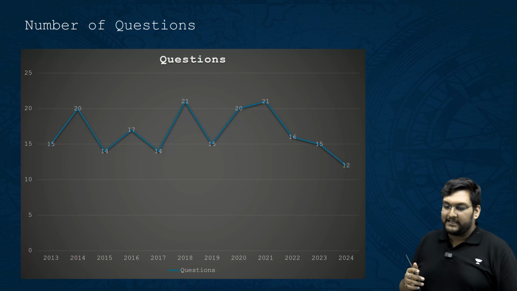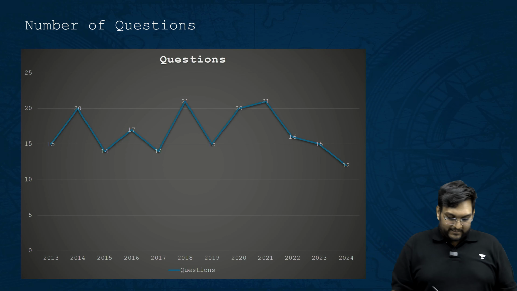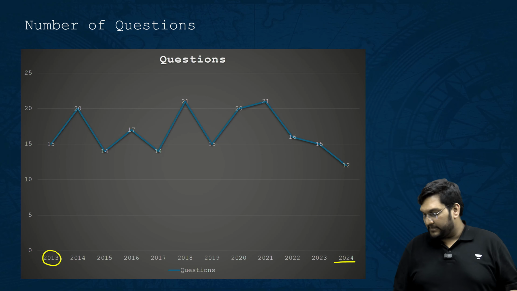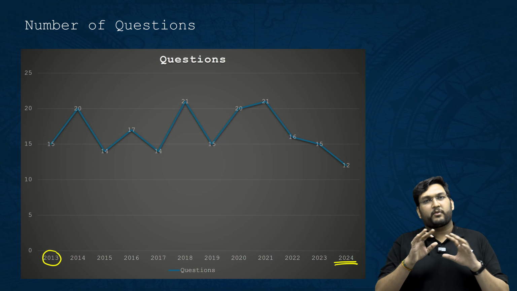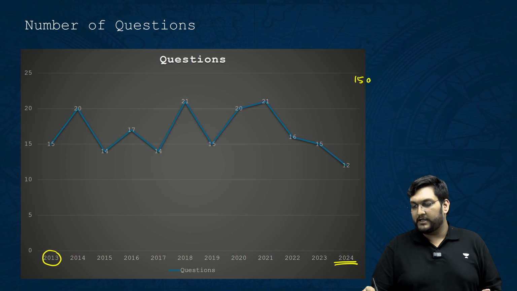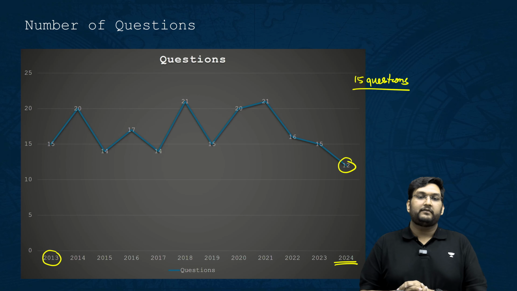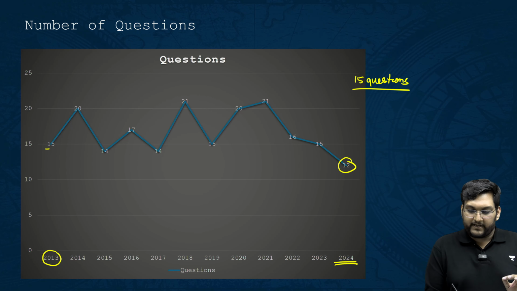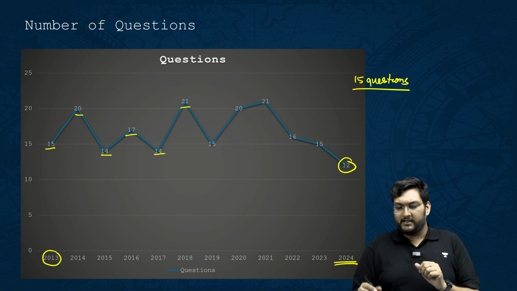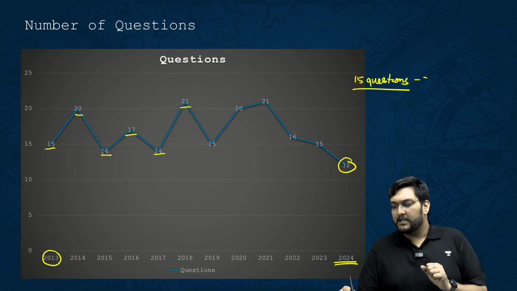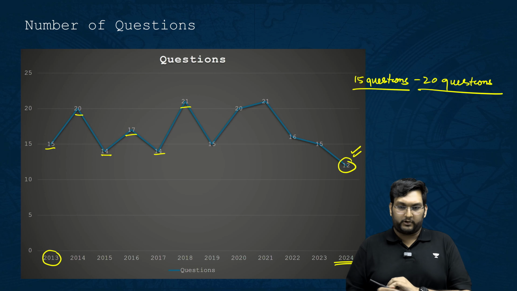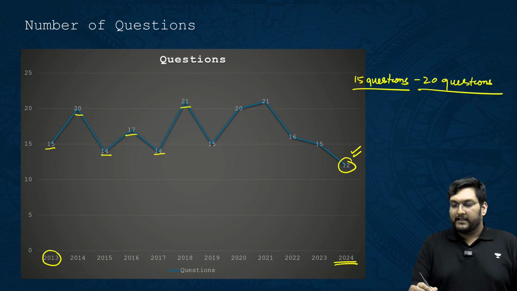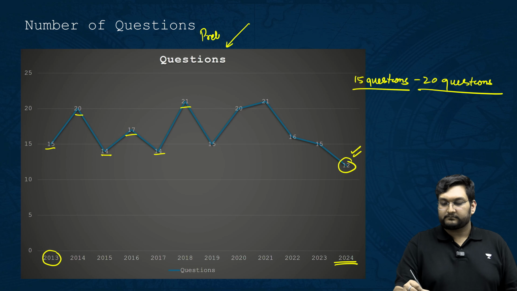Now looking at the prelims questions for the past 10 years, the questions on average you can take as 15 questions, with this year dipping to 12. On average it has been 15, 20, 14, 17, 14, 21, hovering in that 15 to 20 range. But this year there has been an exception, with 12 for 2024. However, this is only for prelims.